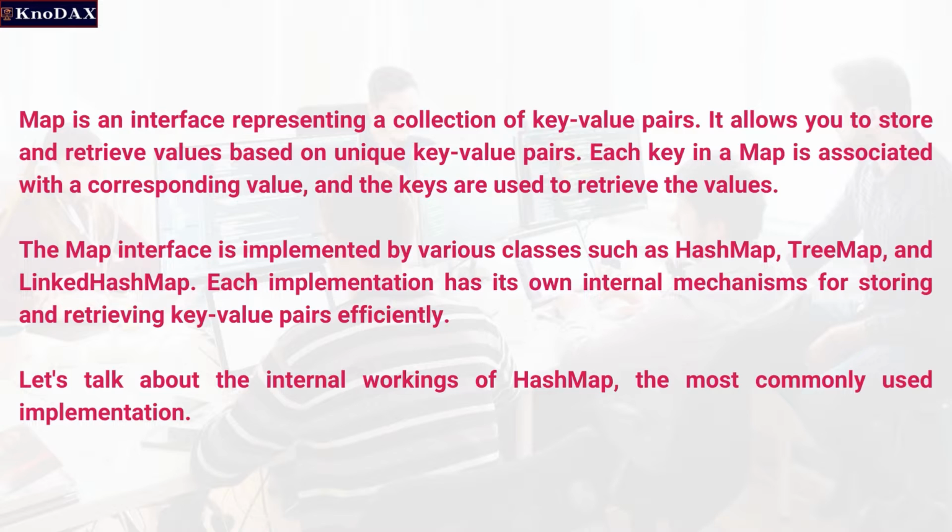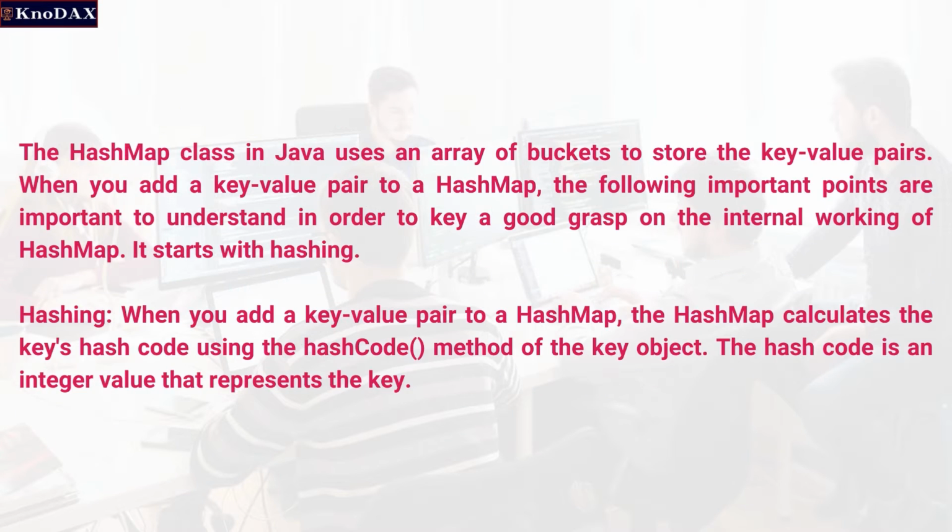The map interface is implemented by various classes, such as HashMap, TreeMap, and LinkedHashMap. Each implementation has its own internal mechanisms for storing and retrieving key-value pairs efficiently. Let's talk about the internal workings of HashMap, which is the most commonly used implementation. The HashMap class in Java uses an array of buckets to store the key-value pairs.